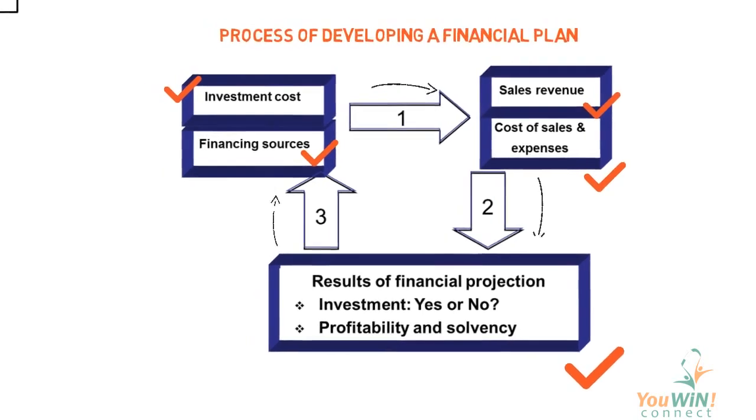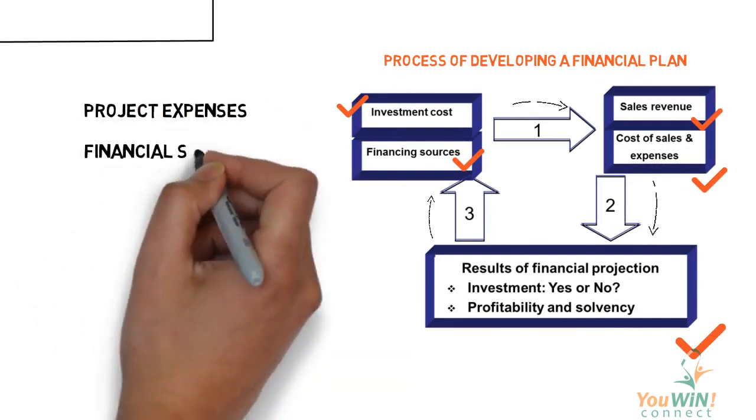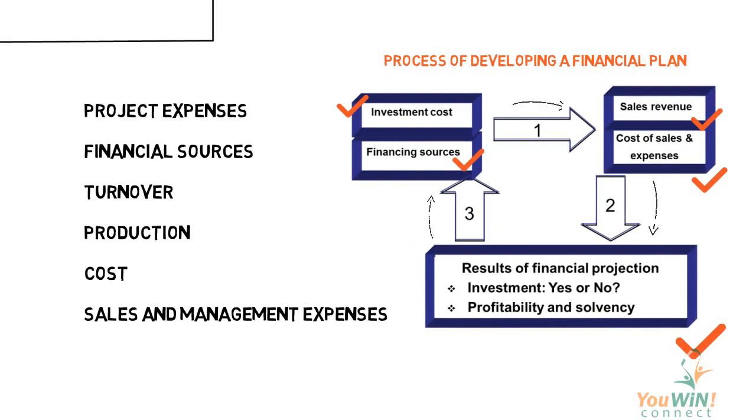Okay, so where do we get input data for the financial projections from? One, project expenses. We get this from the person managing the project or the owner of this project about the size. This is based on opinions of the sales and operations departments. Financial sources: estimation of the financial department.